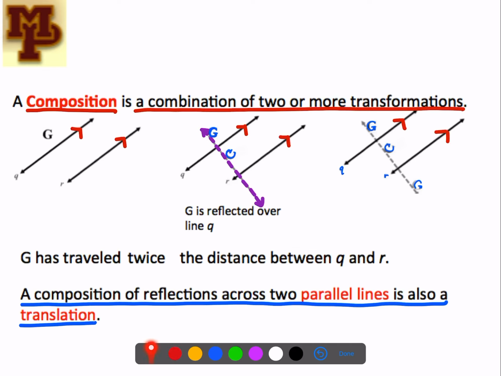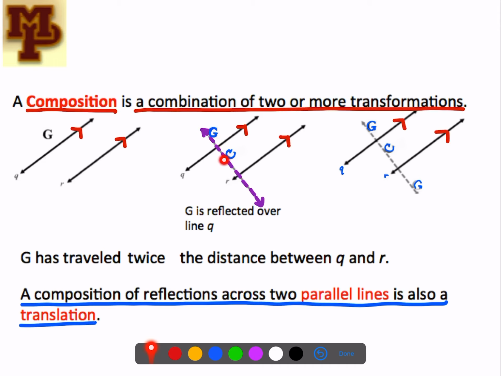So if I take figure G here, this letter, and I reflect it across line Q, it would end up looking like this G down here, this blue G. I'll call this G prime for now. Now say that I take this G prime and I reflect it once again across line R. And as we can see, it's equidistant. Each point is equidistant to the line of reflection, so they're all equal distances.